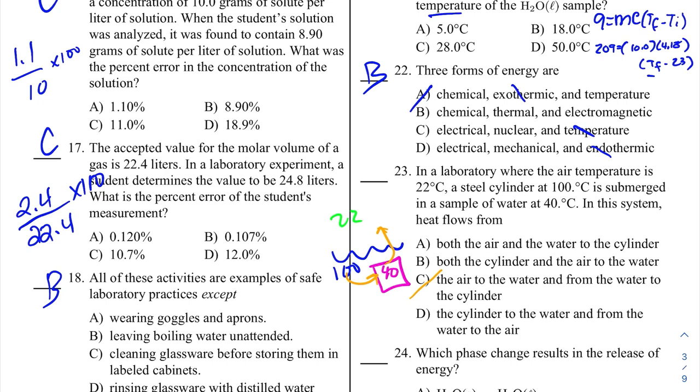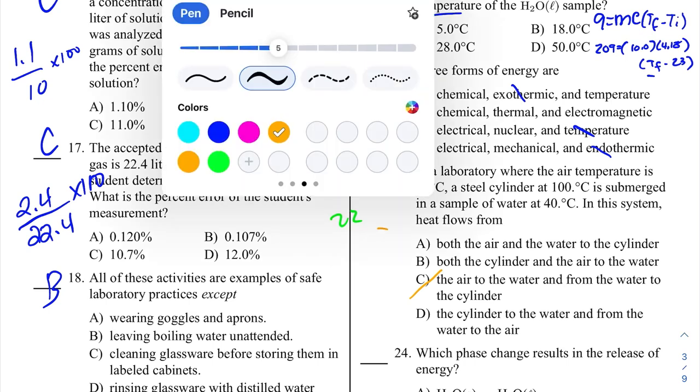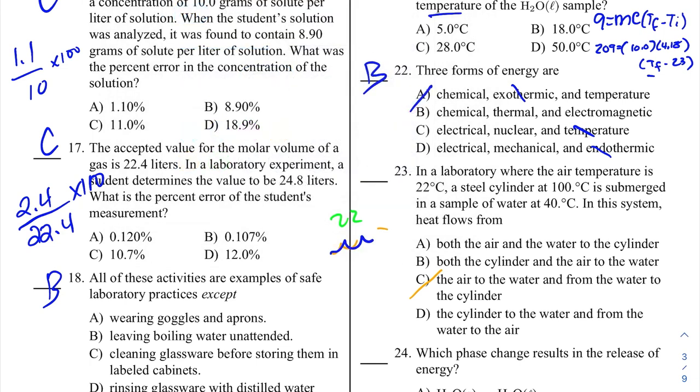Cylinder. Oh, gosh. I screwed this up. Hold on. All right, so the water, bear with me here. Water is at 40 and the cylinder is at 100. So let's now draw cylinder to the water, water to the air. Cylinder to the water, water to, there we go. Okay. Yeah, hot to cold.